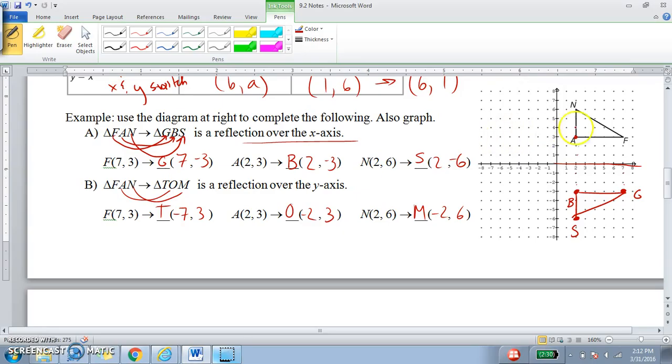So if we reflect over the y-axis, now we count the distance from the y-axis. So N is 2 units apart, so is A. So we go 2 units the other way, 2 units the other way. N turned into M and A turned into O, so this is M and O. And then F is all the way over here. It's 7 units away from the y-axis, so I go 7 units the opposite direction, and F turns into T.